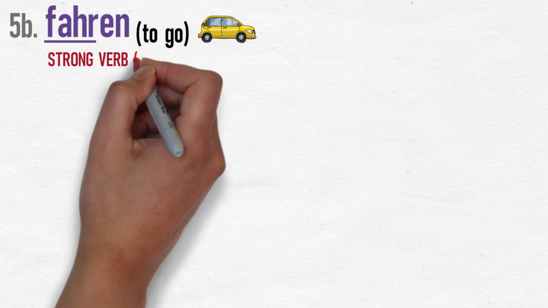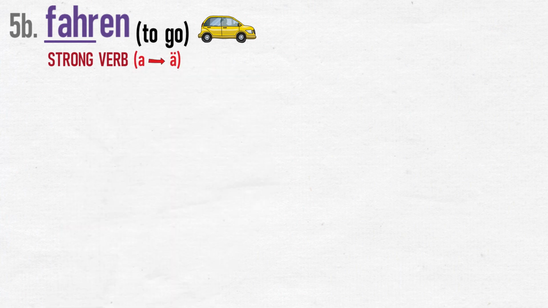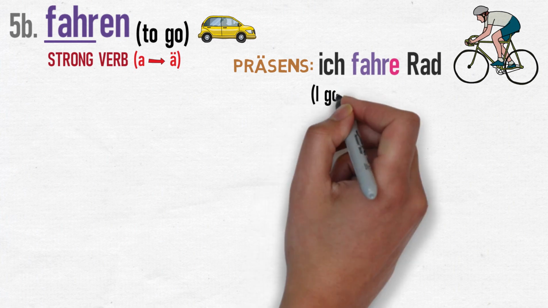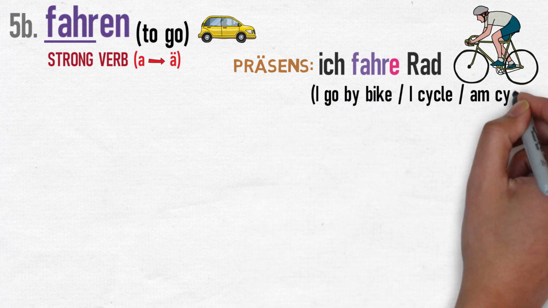Fahren has a stem change of A to A umlaut in the present tense. Ich fahre Rad. I go by bike, or I cycle, or I am cycling.